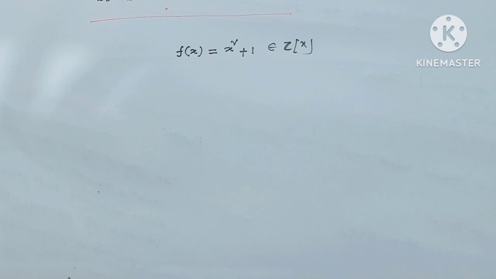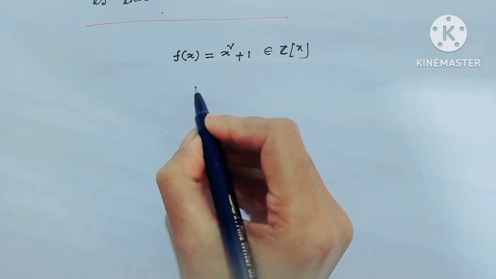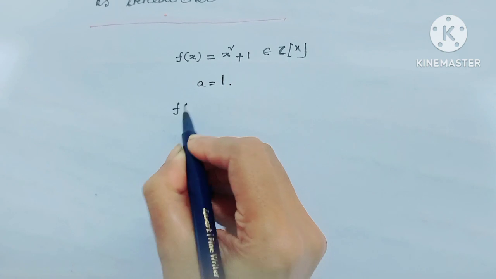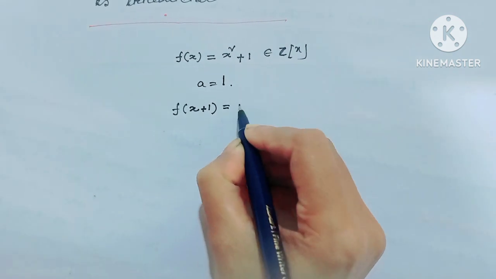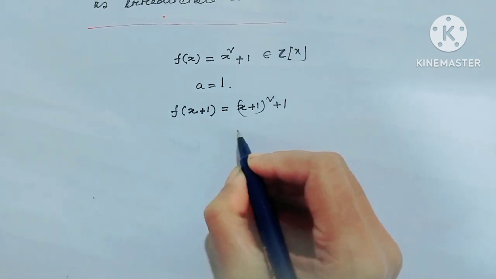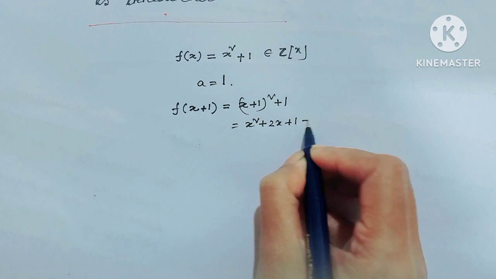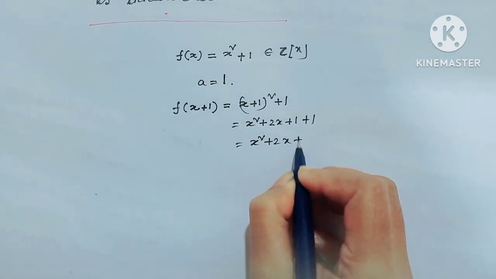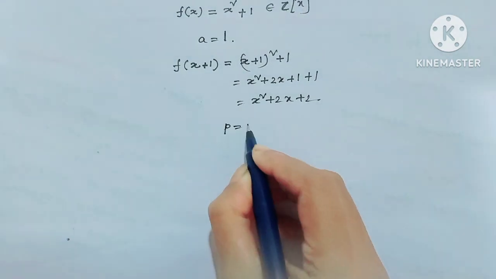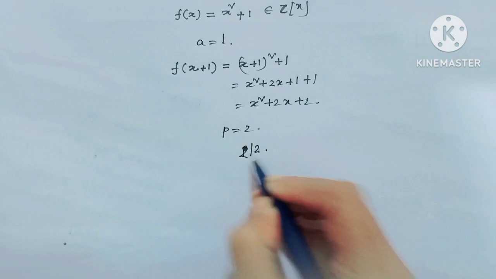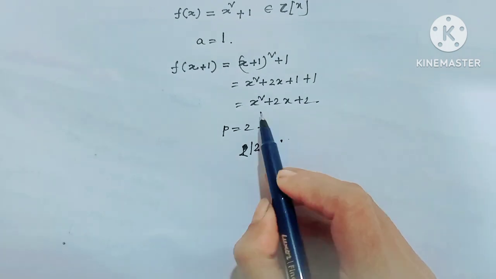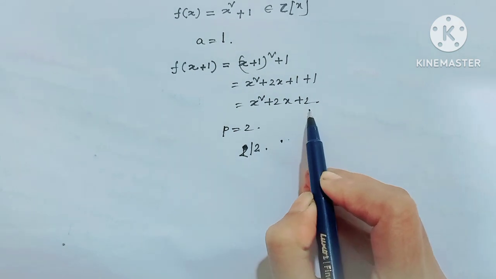First example, consider f(x) equal to x squared plus 1, which is a member of Z[x]. Now I will see, is f(x) irreducible over Q? For this, consider a equal to 1. Then f(x plus a), here I have considered a equal to 1, so f(x plus 1) equals (x plus 1) whole squared plus 1. This is equal to x squared plus 2x plus 1 plus 1, that means x squared plus 2x plus 2. Consider p equal to 2. Notice p divides 2, meaning 2 divides 2, also 2 divides, here this is a1 and this is a0.